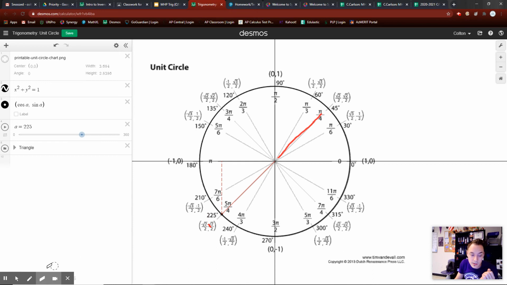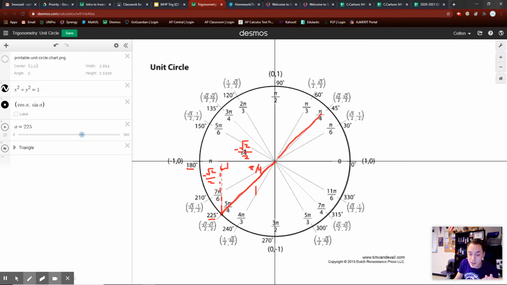If I wanted to, I can build all the way right here, my triangle. This is my reference angle, pi over 4, because 45 degrees is in between 225 and 180. 180 plus pi over 4, or 45 degrees, is 225. Now watch, this is where it gets really interesting. This will be negative radical 2 over 2, and this is negative radical 2 over 2. And then this is 1, because my radius is 1.